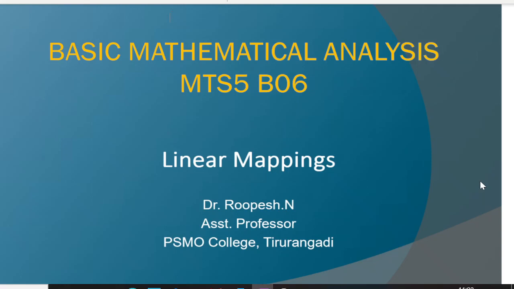Welcome everyone. Today we are going to discuss linear mappings. In the previous class we have seen three types of linear maps. One is the translation, another one is rotation, and the next one was magnification.